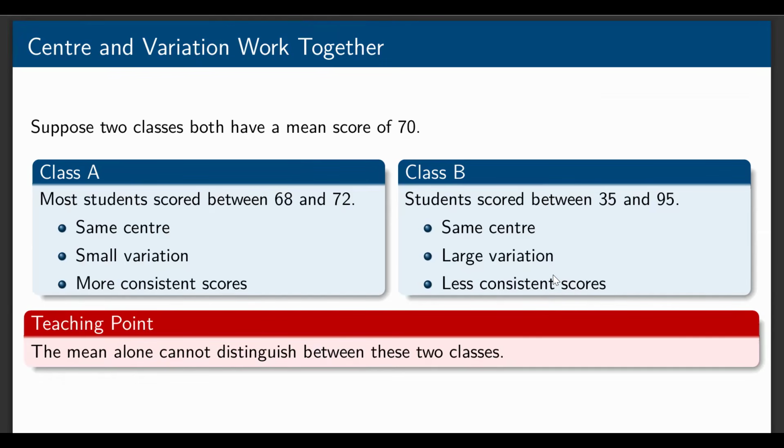So the mean alone cannot distinguish between these two classes. If you are using just the mean, you would notice that they have the same mean, so you cannot put a proper distinction to the two classes. But when you introduce variation, then you can realize that class A has smaller variation as compared to class B.